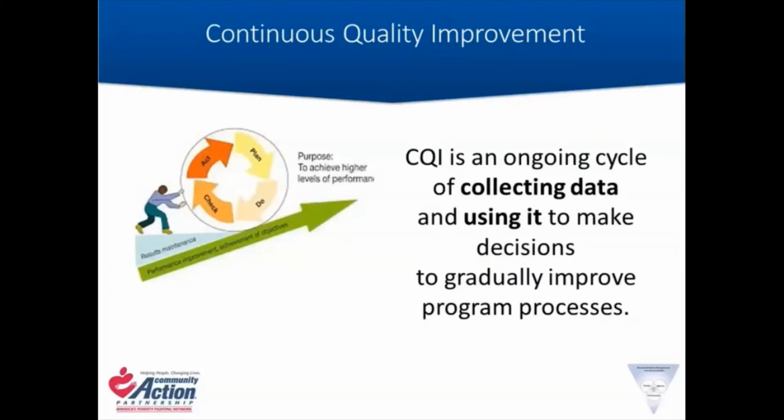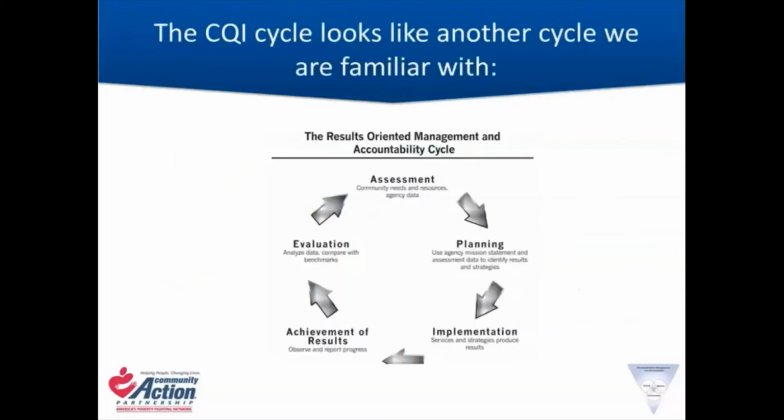You can find them in Lean and Six Sigma and other systems, like results-based accountability, where they actually get you to think about performance evaluation that's based on data collection. It should look familiar. It should look like the ROMA cycle, which is about finding out where you are and then actually implementing your services and strategies and then evaluating them, thinking about them as you go forward.